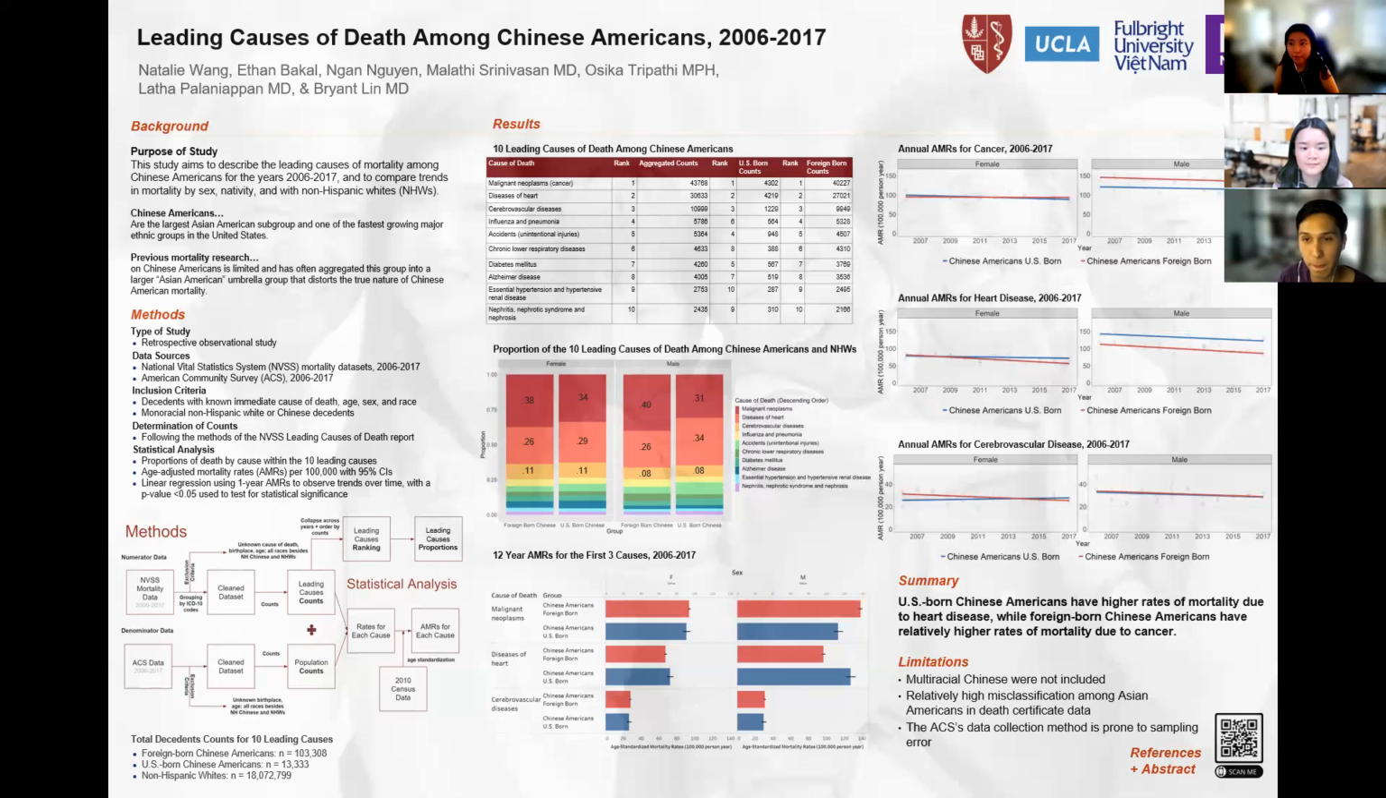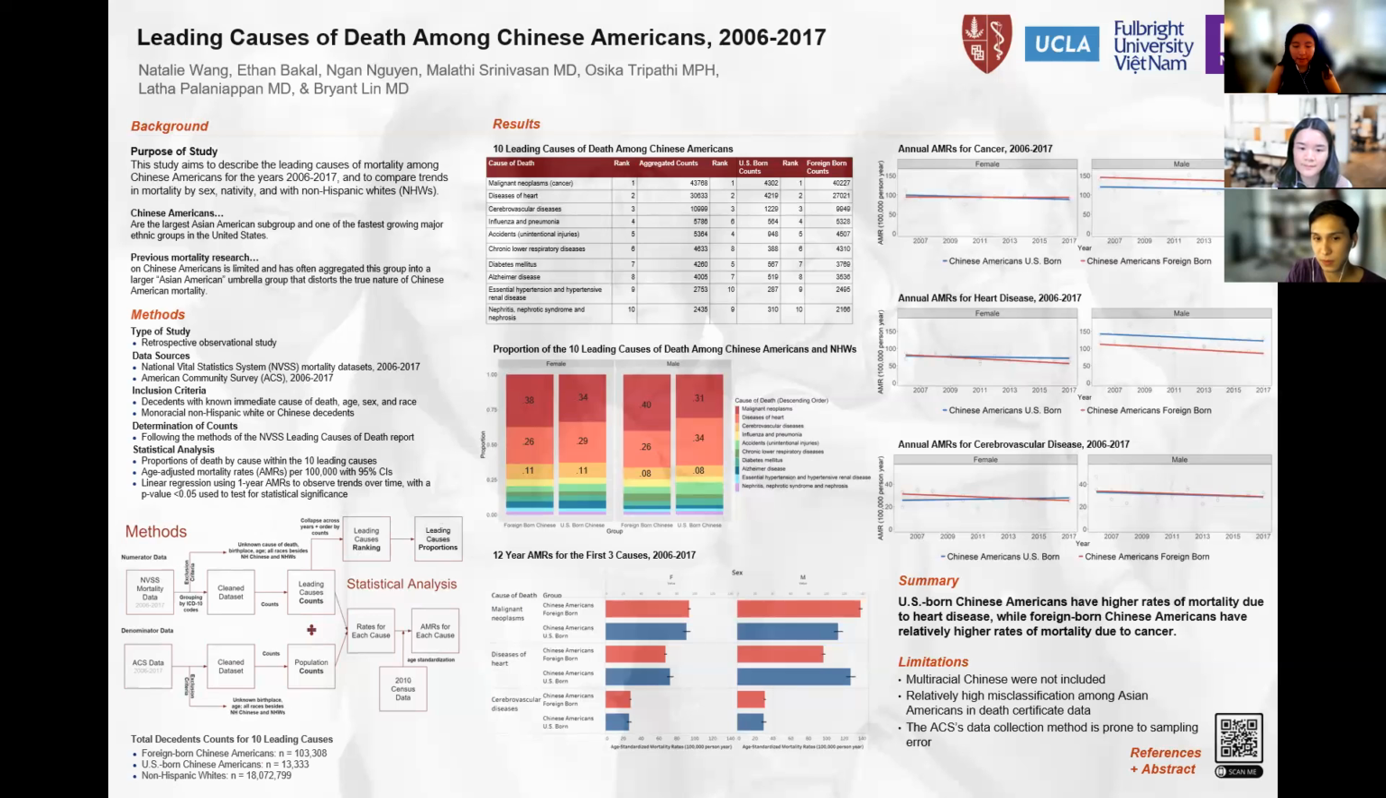And then for the results, we have the table showing the 10 leading causes of death among Chinese Americans. We also showed the ranking for US-born Chinese Americans and foreign-born Chinese Americans. In the next figure, we just show the proportion of each cause within the 10 leading causes among US-born and foreign-born Chinese, comparing female to male.